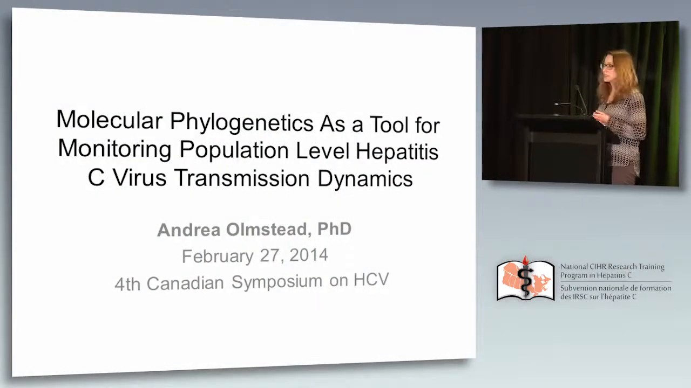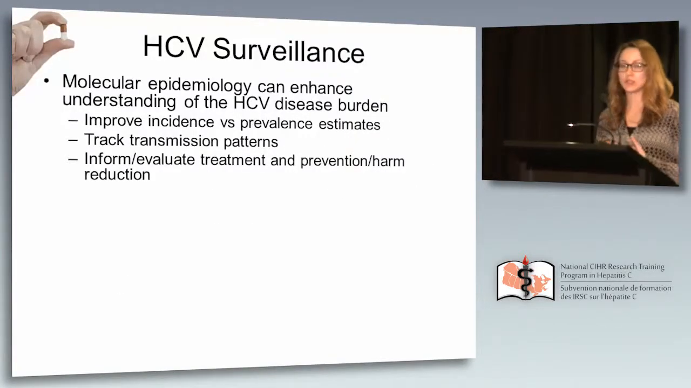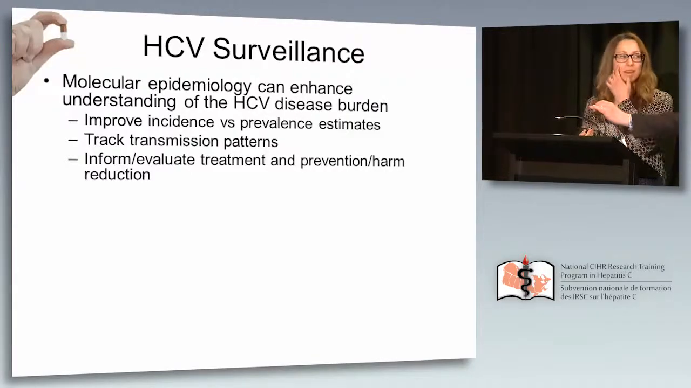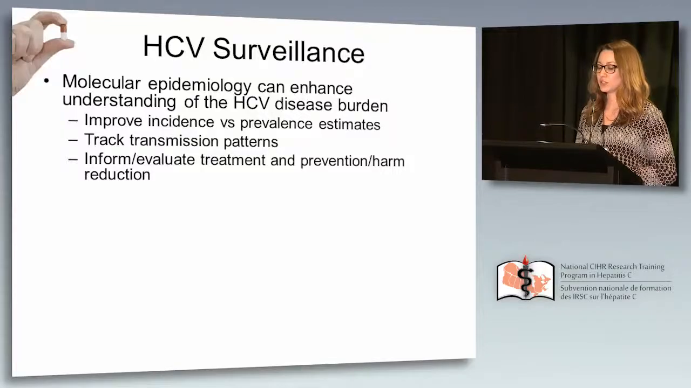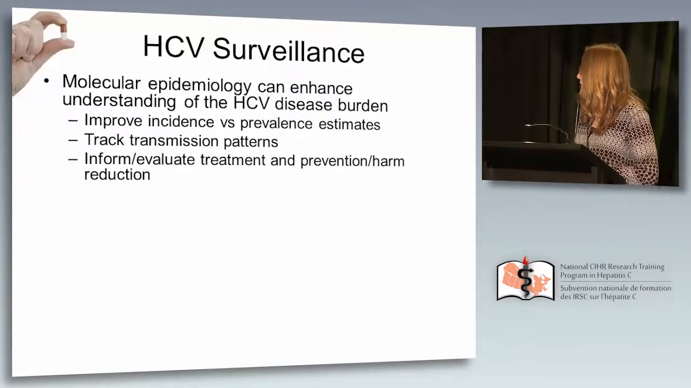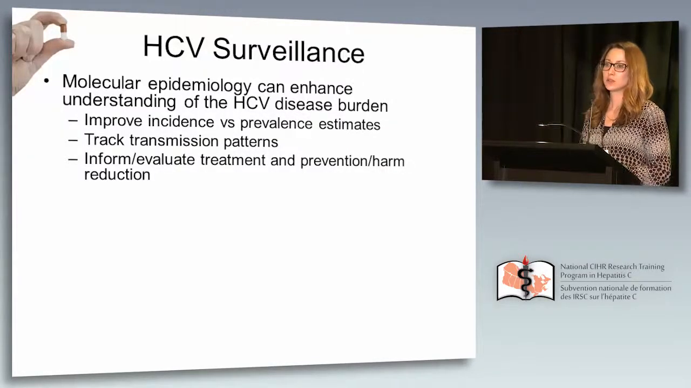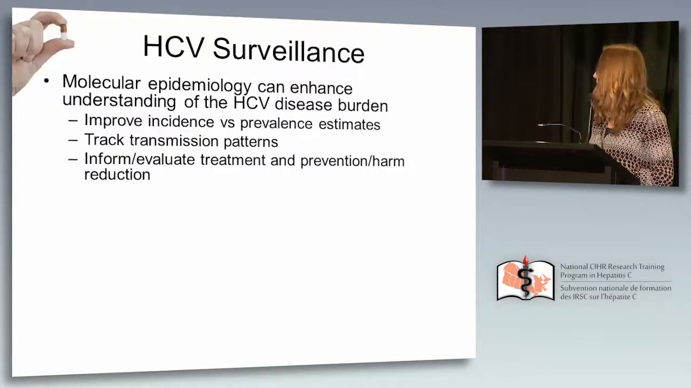So at the BC CDC, we're interested in seeing if we can use molecular surveillance. That's the use of molecular tools such as DNA sequencing, combining that with epidemiology as a way of enhancing understanding of the HCV disease burden and increasing surveillance. This is specifically improving incidence estimates, so looking at the new number of infections that are occurring versus the overall prevalence and overall burden of disease.